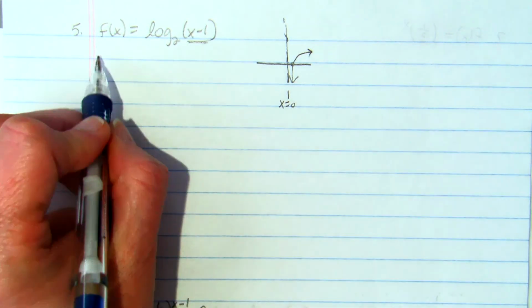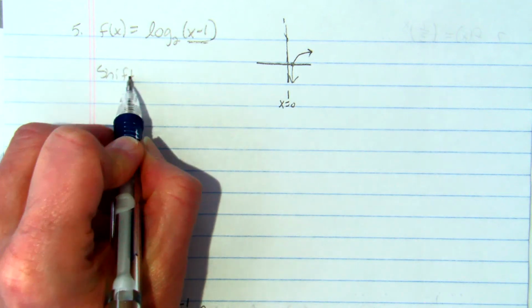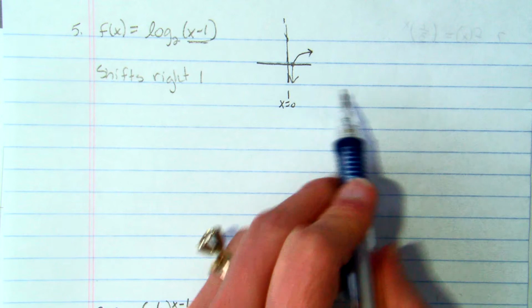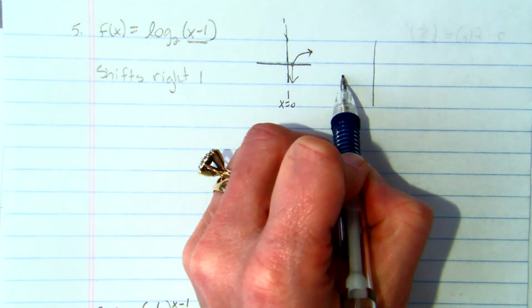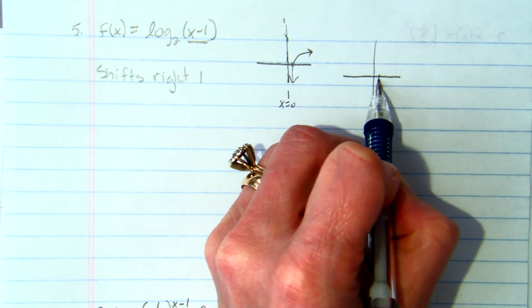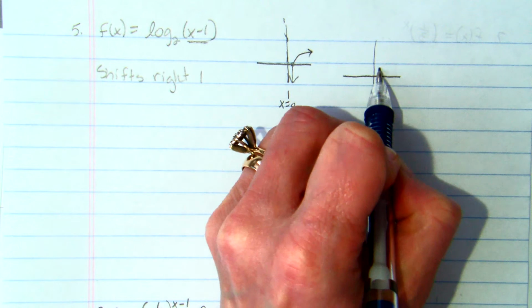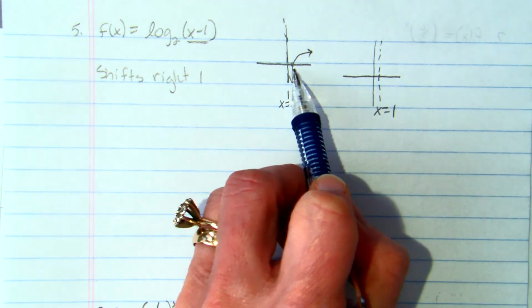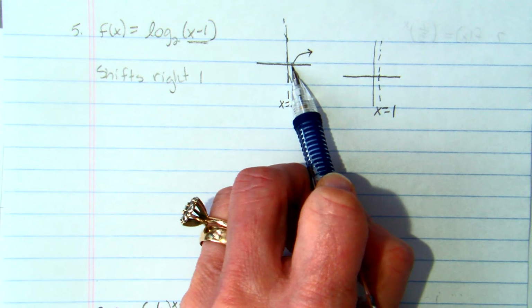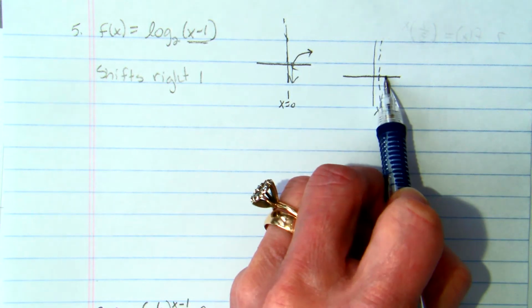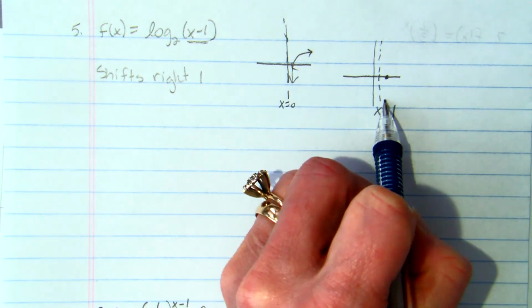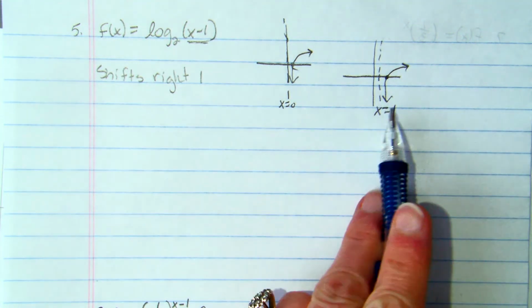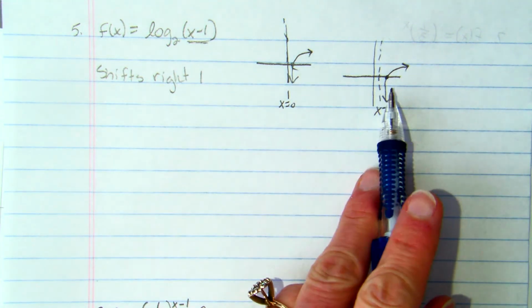So my graph shifts right 1. That means my asymptote shifts right 1, and my graph shifts right 1. My asymptote normally is at x equals 0, so it has shifted over to x equals 1. My x-intercept is usually at (1, 0), so it also shifts over 1. And then I'm just going to swoop my graph like I've been doing. So there's the graph. Looks identical. It has just shifted to the right 1.